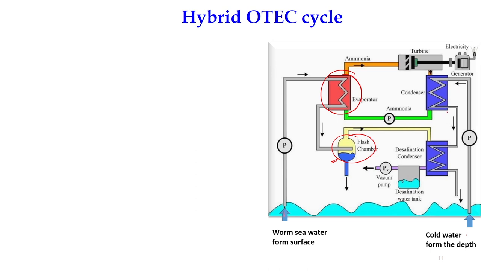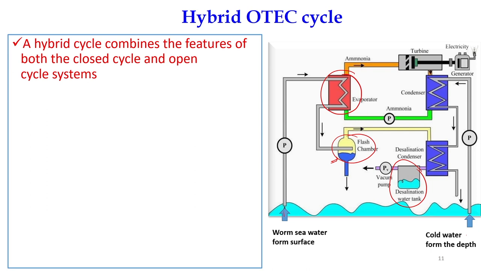Here first it is condensed, again we can further use the same fluid to get the condensate, because this will be in vapor and this will be cold water, so we can get desalinated water, and that can be used for different applications. So this thing is nothing but the desalination water tank, okay, and the ejection of this heat exchanger will be dumped in the surface of the ocean. So that's how it combines the features of both closed cycle and open cycle systems.